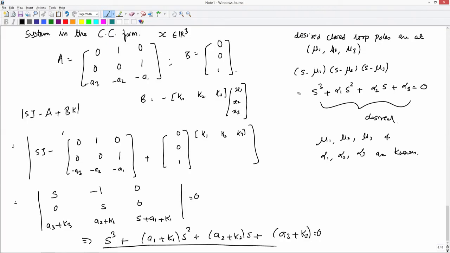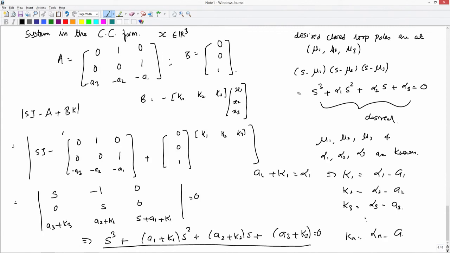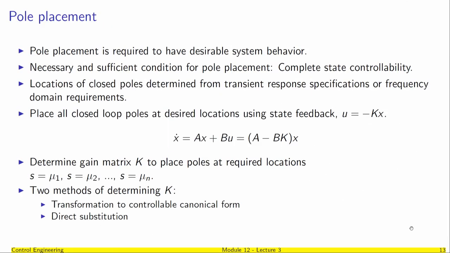Now, I want to compare this with the desired equation, which means that A1 plus K1 is alpha 1. In other words, the unknown K1 can be determined as alpha 1 minus A1. A1 is known to us from the given system matrix, and alpha 1 is also known as a result of the desired closed loop poles. Similarly, K2 is alpha 2 minus A2, and K3 is alpha 3 minus A3. You can just generalize this: if you have an n by n system, Kn would be alpha n minus An.